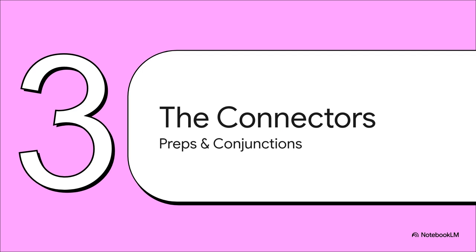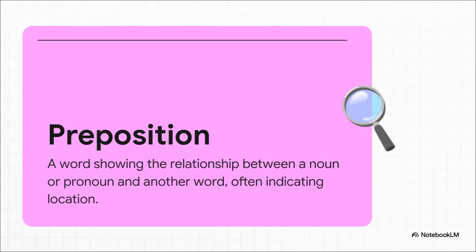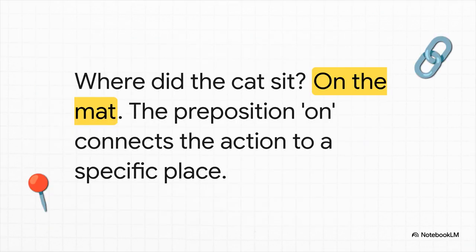Okay, so we've got our core pieces, we've got our descriptive details, but how do we link everything together? How do we build bigger, more complex structures? Well, that's where our connectors come in. First, we have prepositions. These are awesome little words that show relationships, especially relationships in time and space. We're talking about words like on, under, through, before, after. They really help place our nouns in the world. And with the preposition, our scene is finally complete. Where did the clever cat sit so slowly? On the mat. That little word on connects the action to a specific location.